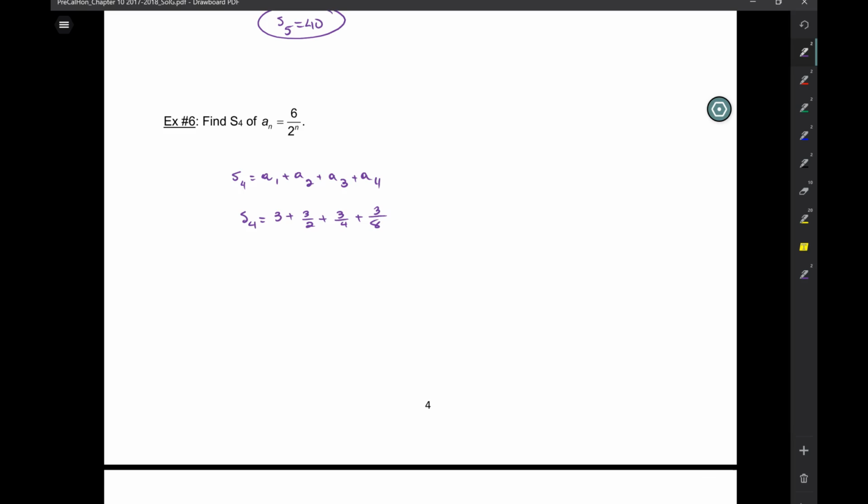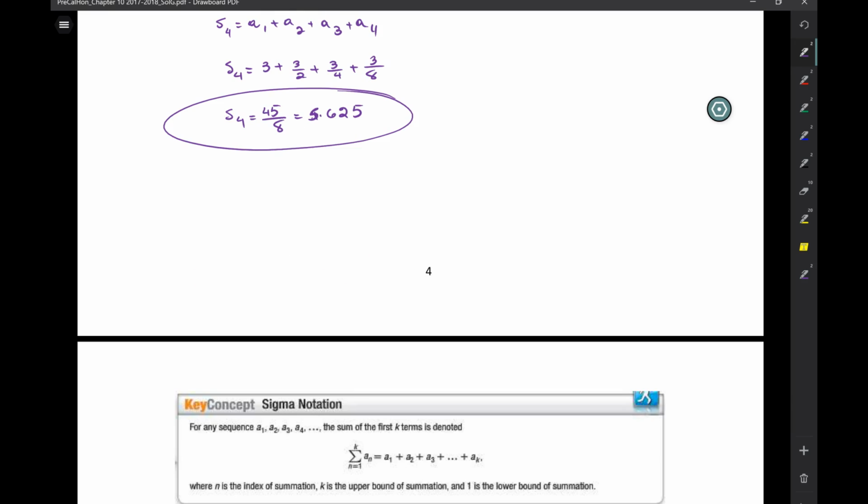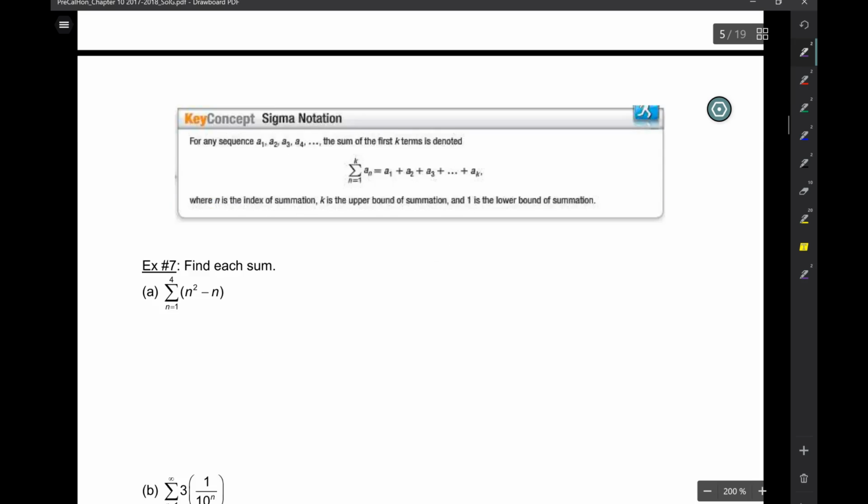Right, so they're the powers of 2. And if we add up all of these, we get what? What's the decimal? What's the fraction value? It's 45 over 8. 5.625. Right. Okay.